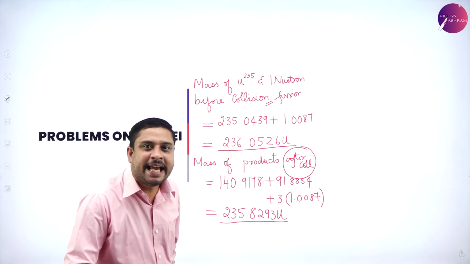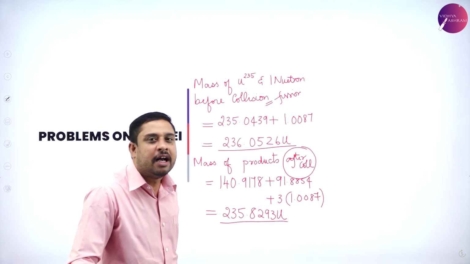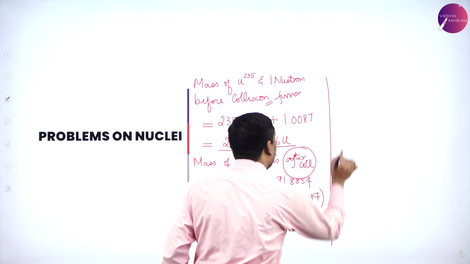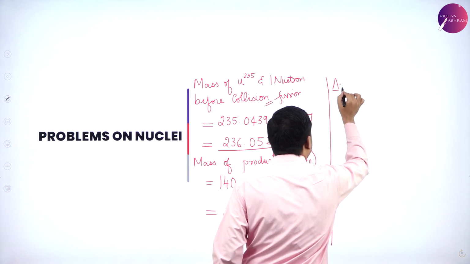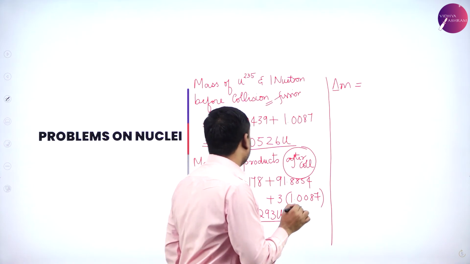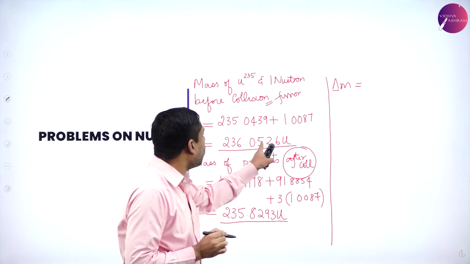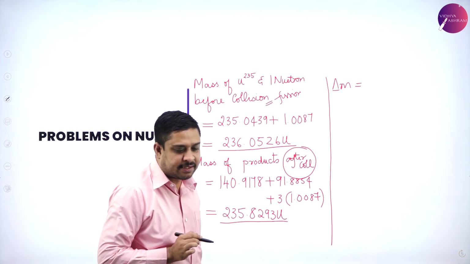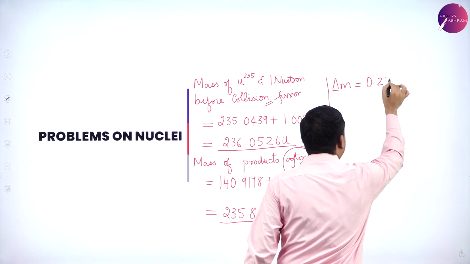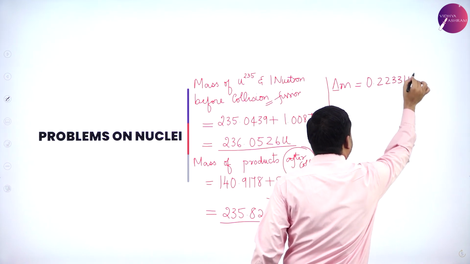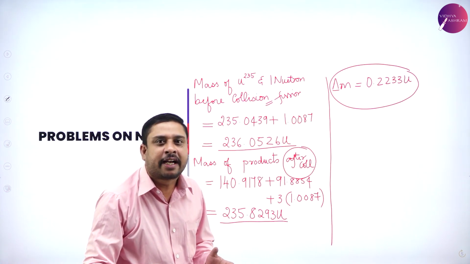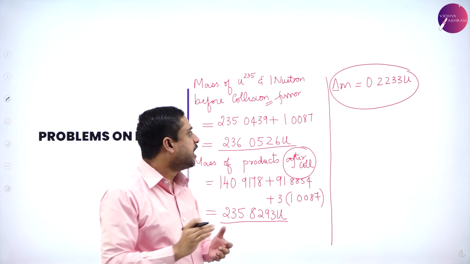Is there a difference in mass? Yes. What do you call that as? Mass defect. So mass defect here, delta M equals 236.0526 minus this, so mass defect is 0.2233 units. This is the difference in mass, the mass defect before and after fission.